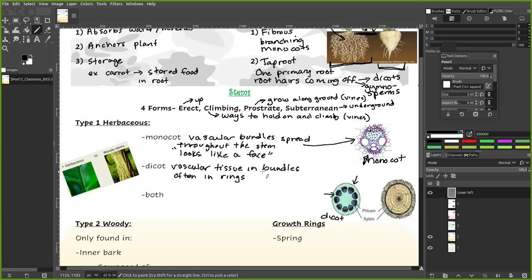Now there are similarities between these. They both have an epidermis. Both have bundles. That means that the xylem and the phloem are kind of grouped together. And each has a stem and a cortex. Cortex is simply referring to the inside of the stem.